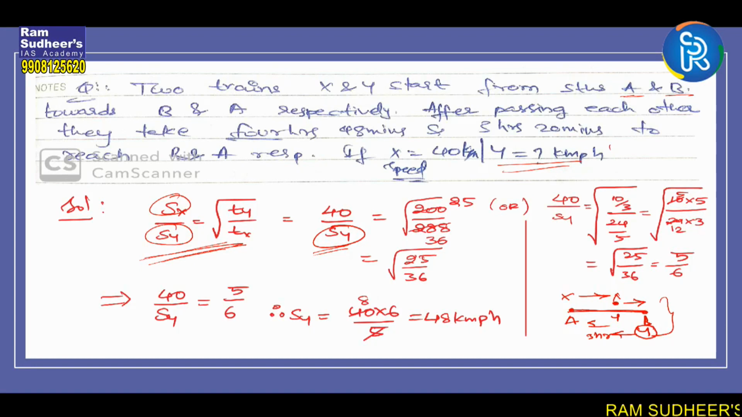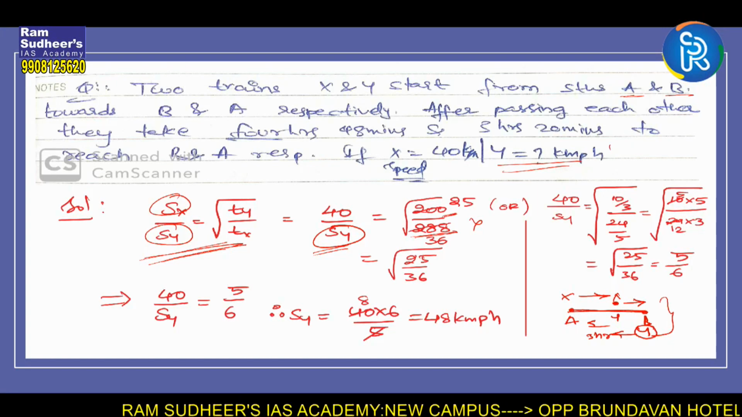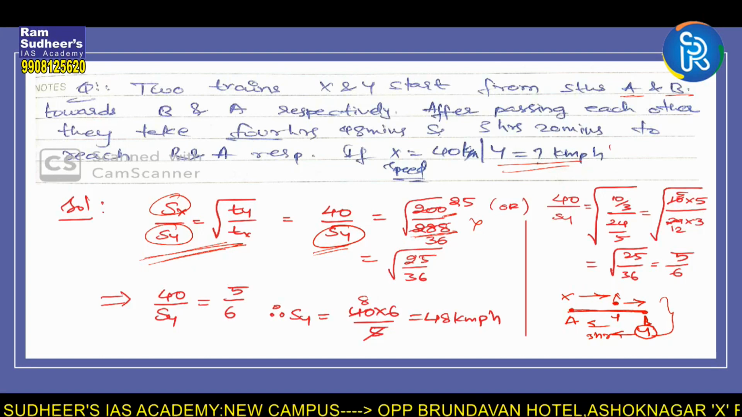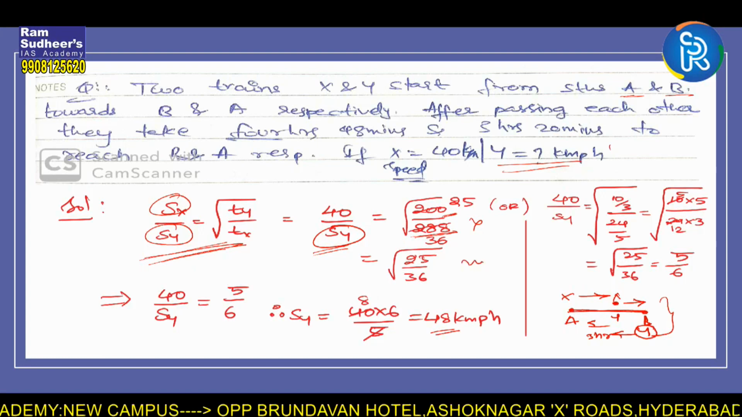Converting these times into minutes, like 4 hours 48 minutes, it can be converted into minutes or directly into hours. I just prefer converting it into minutes. So 4 hours 48 minutes was 288 minutes, and 3 hours 20 minutes is 200 minutes. I get the equation 40 by Sy equals 5 by 6, because the root of 25 by 36 is 5 by 6, and Sy turns out to be 48. This is when converted into minutes.